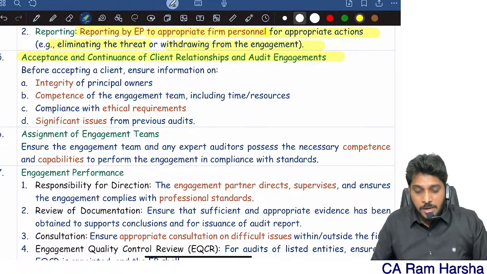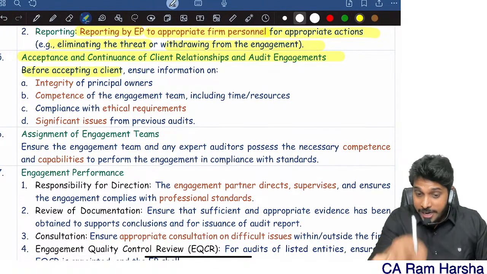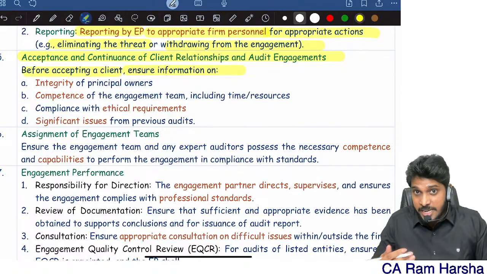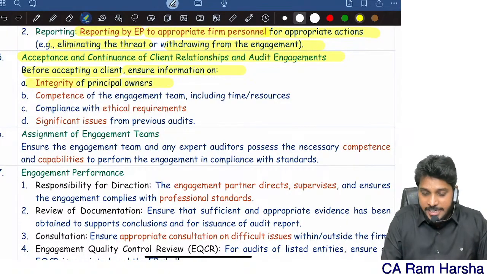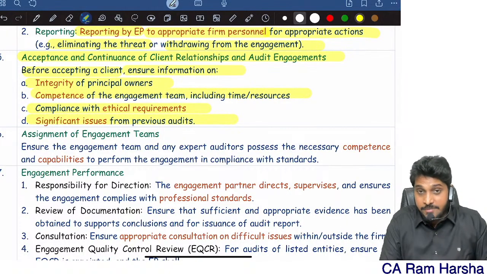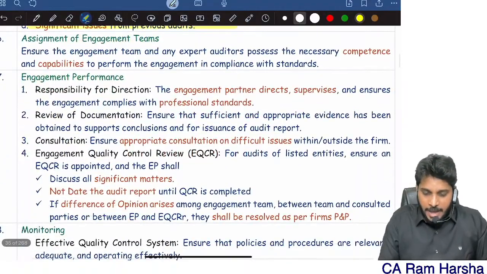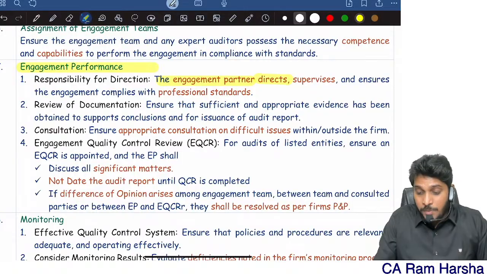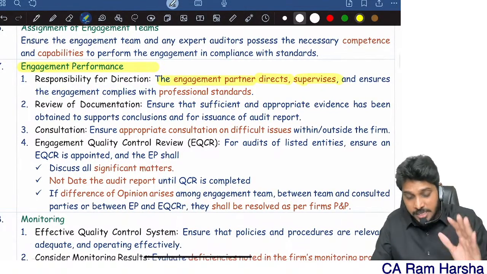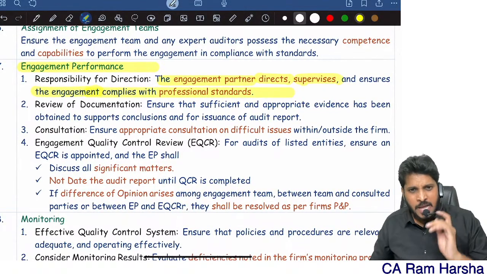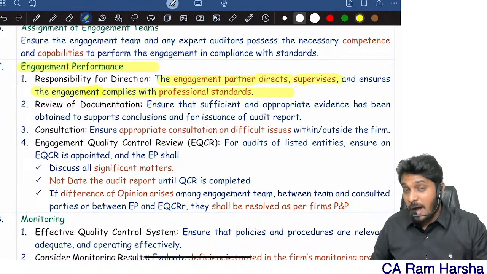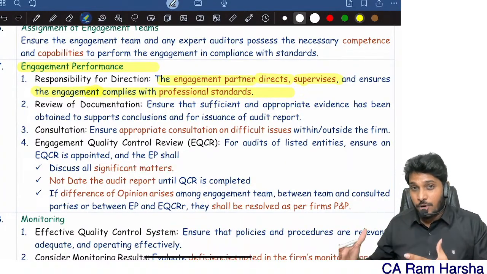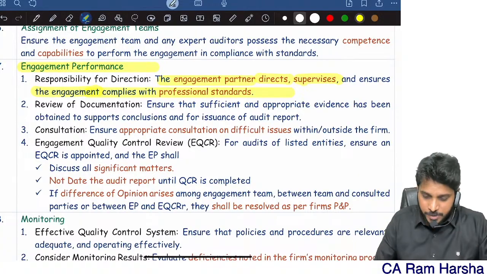The partner is responsible, before accepting an audit client, for checking the information obtained regarding integrity, competence, ethical requirements, significant issues from previous audits, and performance of the work. The engagement partner is the one who will direct the team, supervise the team, and ensure that the audit complies with the standards. The partner is responsible for performance of an audit as per standards.